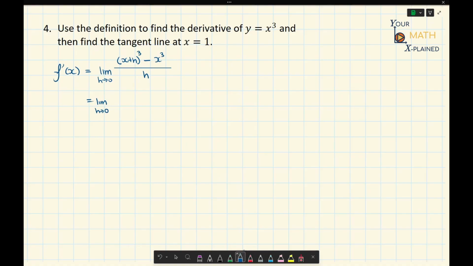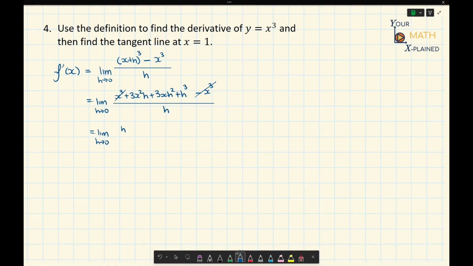So using the binomial theorem, that would be x cubed plus 3x squared h plus 3xh squared plus h cubed. And then we would subtract the x cubed, which is this part here. And then this is all over h. So now the x cubed is going to cancel. And then we can see that there is an h in every single term on the top, which means we can go ahead and factor that out.